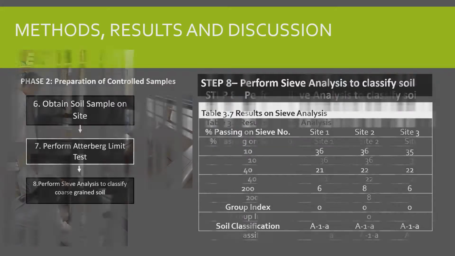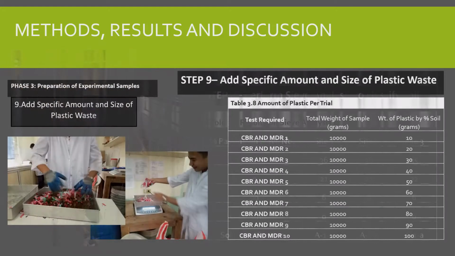Phase 3 of the research is the preparation of experimental samples. So Phase 3 consists of only one stage, which is the addition of a specific amount of plastic waste in the soil mixture. So generally, a specific amount of plastic will be added to the soil. The plastic size to be added is 10 by 30 millimeters, and the amount to be added ranges from 0.1 to 1% by weight of the soil.